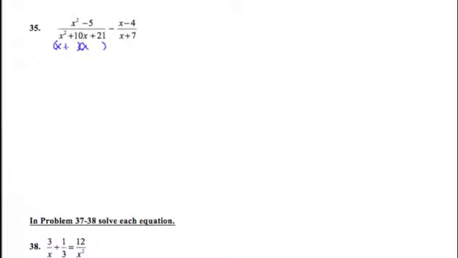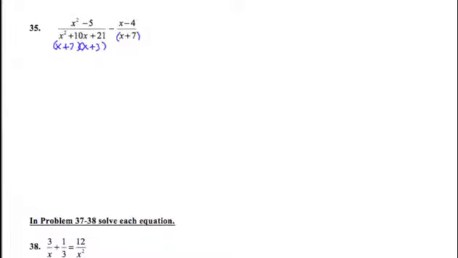Everything's positive, so my signs have to be plus plus. Multiply to give me 21, add to give me 10. Well, that's 7 and 3. X plus 7, x plus 3. So now let's take a look at the factors I have in the denominator. I have a factor of x plus 7 and x plus 3 in the left, and a factor of x plus 7 in the right.